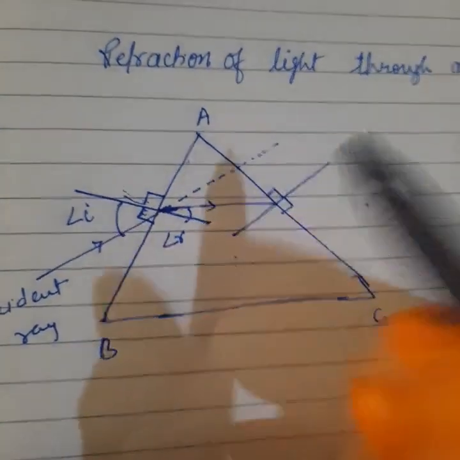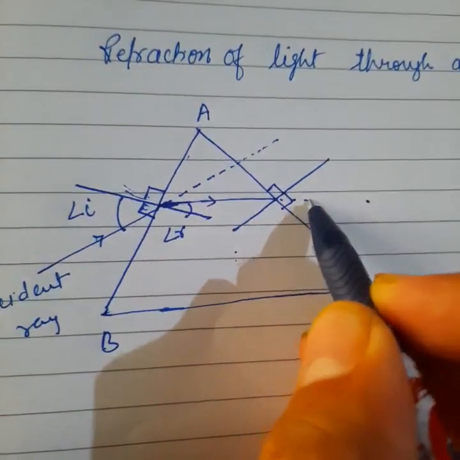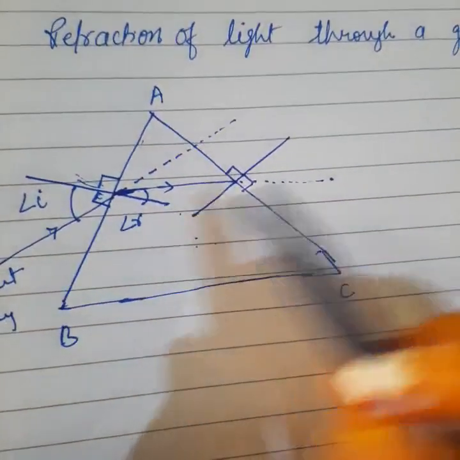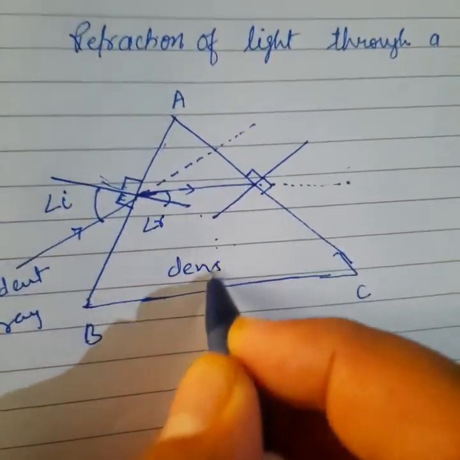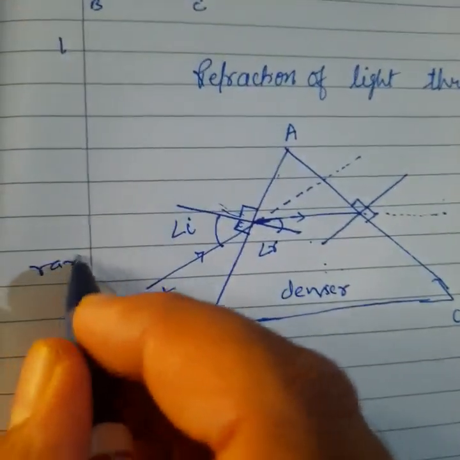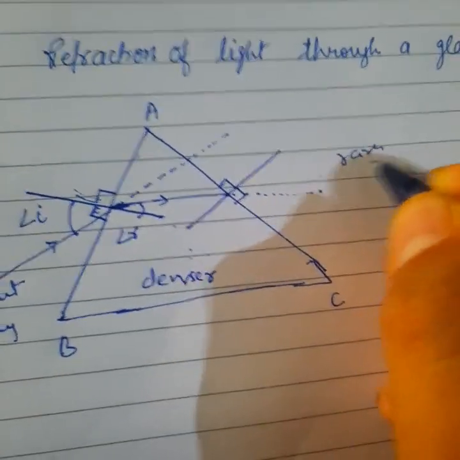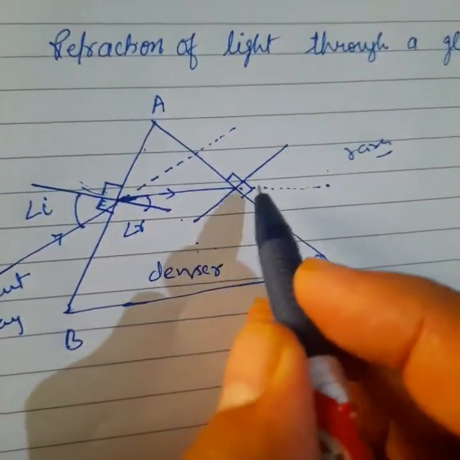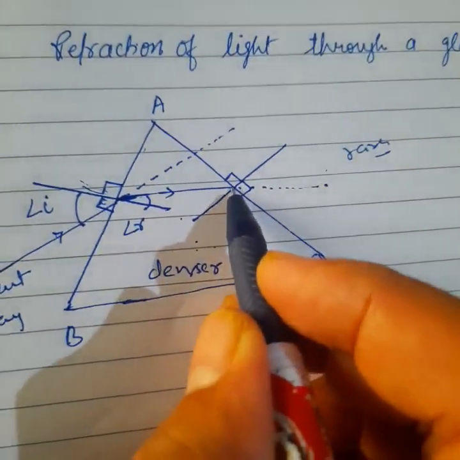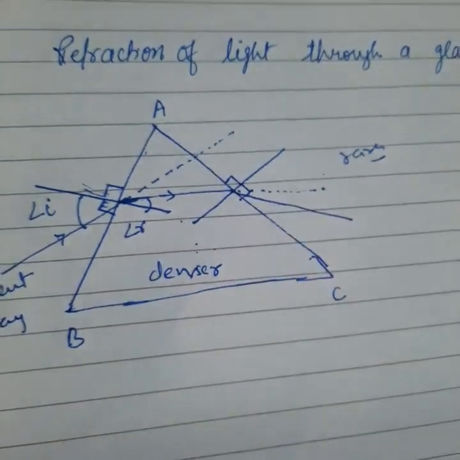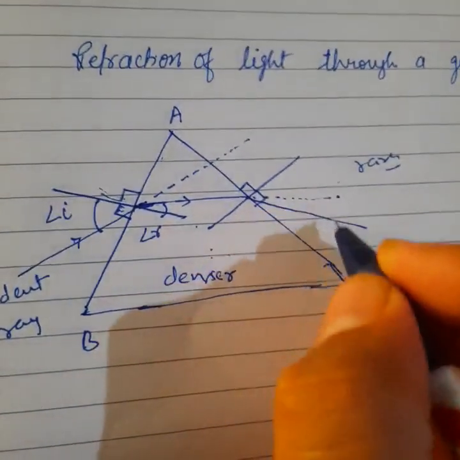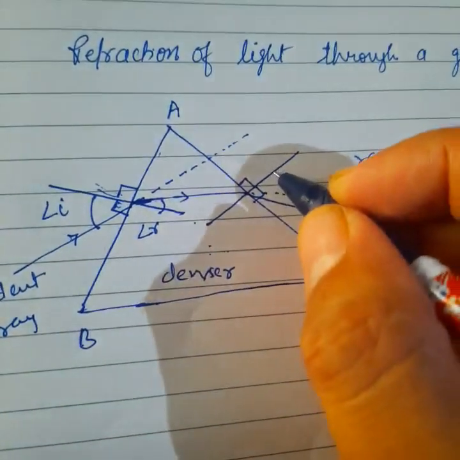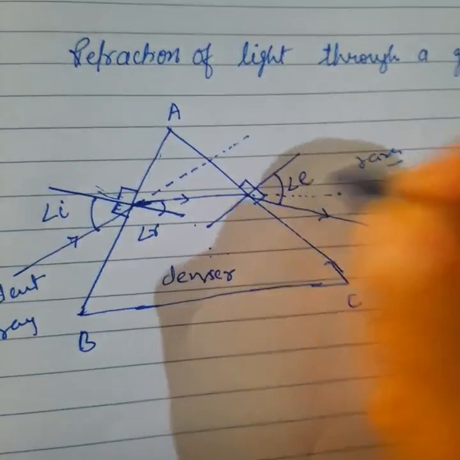Say yes or no. Listen student, light should travel the same as before, but it does not. This medium is our denser medium, and this is our rarer medium. This also is our rarer medium. Now light is traveling from denser to rarer, so it will move away from the normal, away from its original path. Say yes or no. So this is the next part of the light. This angle is the refracted angle, or in the third case, the emergent angle.